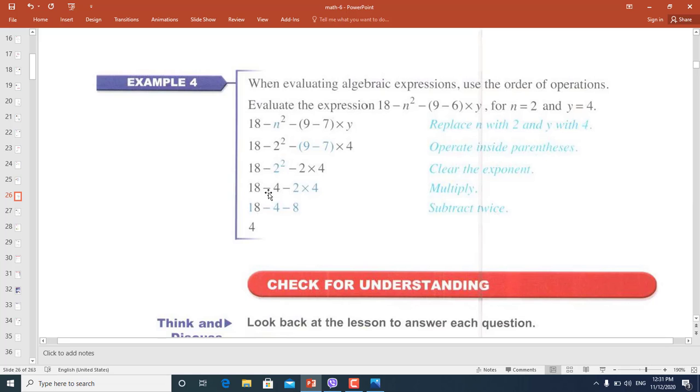And after that, 18 minus 4 minus 2 times 4. From the third step, we have times, so we start at the left. To the right, we have times, 2 times 4, it's 8. And after that, we subtract them.